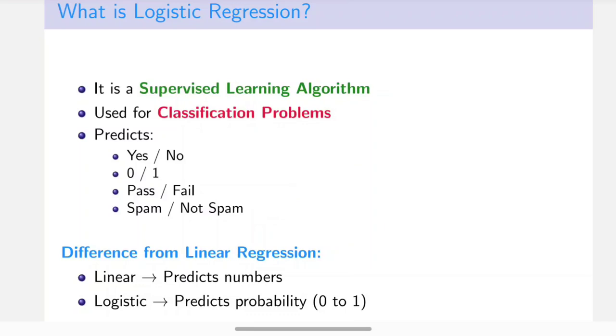can use. So linear regression predicts numbers like 75 marks, 2000 salary, right? But logistic regression predicts the probability, a value between 0 to 1, which we then convert into a class, right?